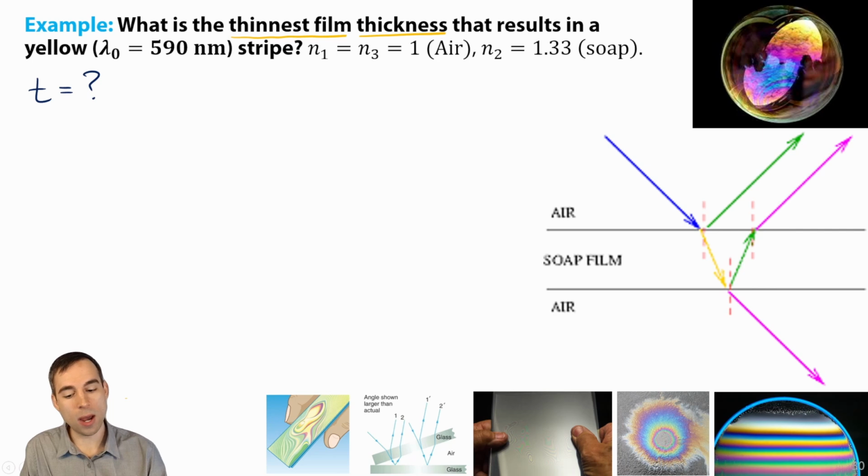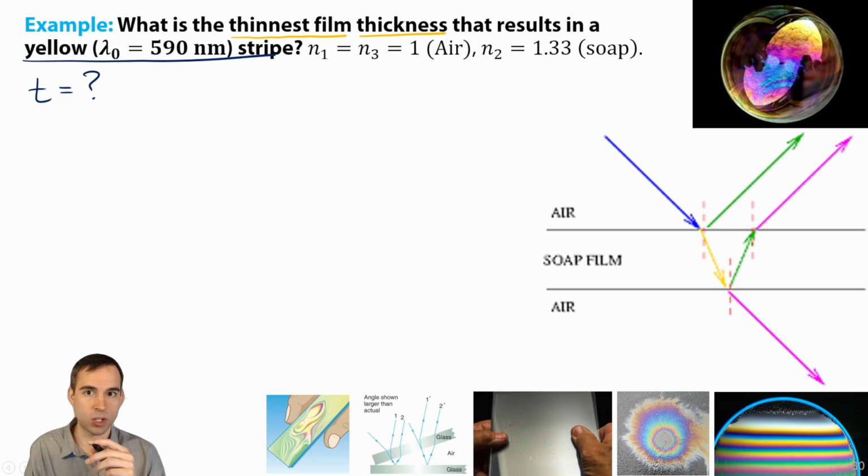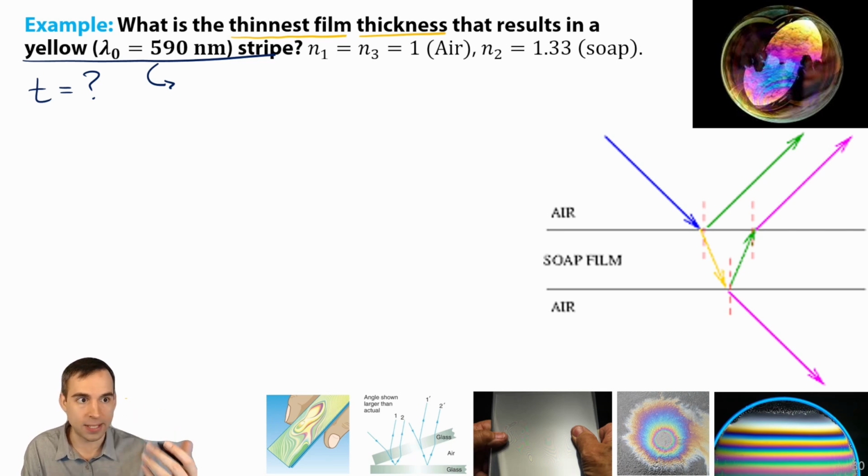And so we are looking for the place where it results in a yellow stripe. Remember, dark spots, dark fringes are like no color at all. It's no light. So if you're given a specific color that you want to maximize or to show up to be able to see, like a yellow spot like you see on this soap thin film right here, that means that we're going to solve for the maxima, and we're going to want to think about the two equations.